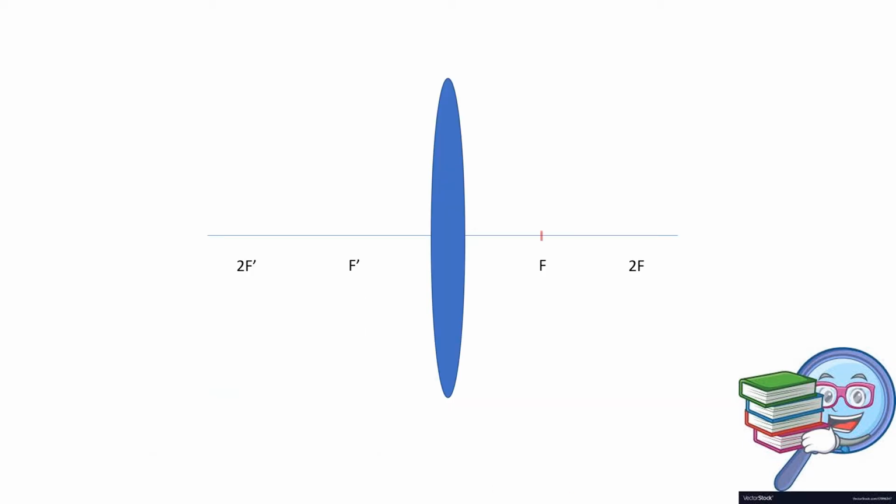Take note that the point behind the lens where the refracted rays meet is called the real focus and has a symbol capital letter F. Twice the focal length is where 2F is located. The point in front of the lens is called the virtual focus or F prime. Twice the focal length is the point called 2F prime.